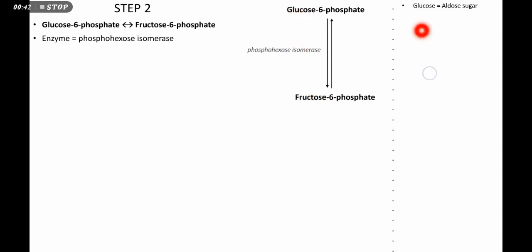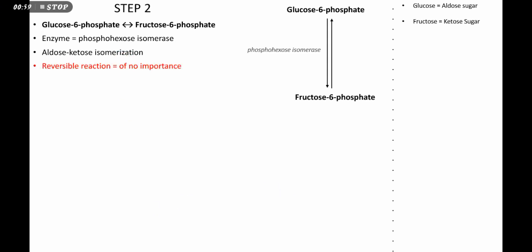We know glucose is an aldose sugar, right? And fructose is a ketose sugar. These both are isomers, but glucose is an aldose and fructose is a ketose. So this reaction is an aldose to ketose isomerization. This is a reversible reaction, hence it is of no importance. So let's proceed now to step 3.